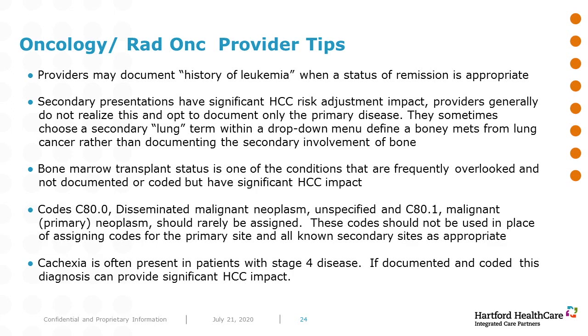So providers may document history of leukemia when the status of remission is appropriate. Secondary presentations have significant HCC risk adjustment impact. Providers generally do not realize this and opt to document only the primary disease. They sometimes choose a secondary lung term within a drop-down menu and define a bony mets from lung cancer rather than documenting the secondary involvement of bone. So again, it's really important that if the patient has a primary cancer and then a secondary cancer, that your documentation reflect that.